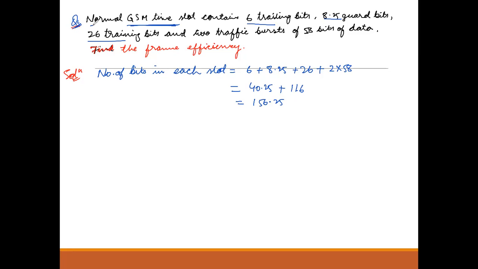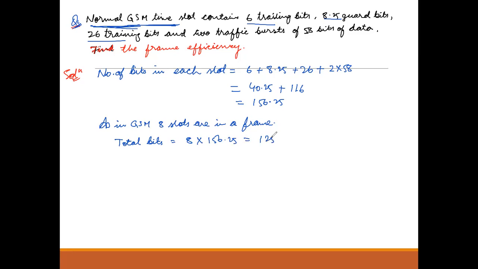Now we are talking about the normal GSM time frame. So in a normal GSM time frame, there will be 8 slots in a frame. So as in GSM, 8 slots are in a frame. Okay, so 8 slots. So how many total bits will we have? Total bits will be equal to 8 into 156.25, which is equal to 1250 bits per frame.